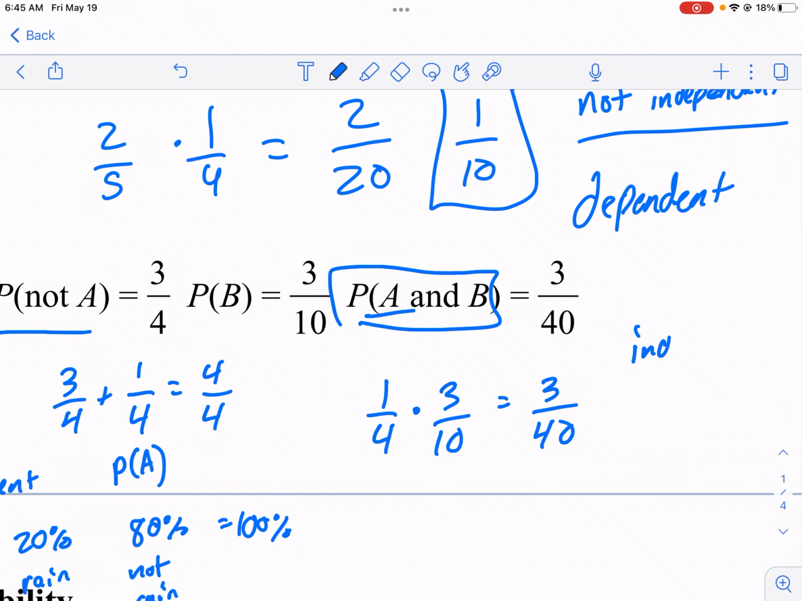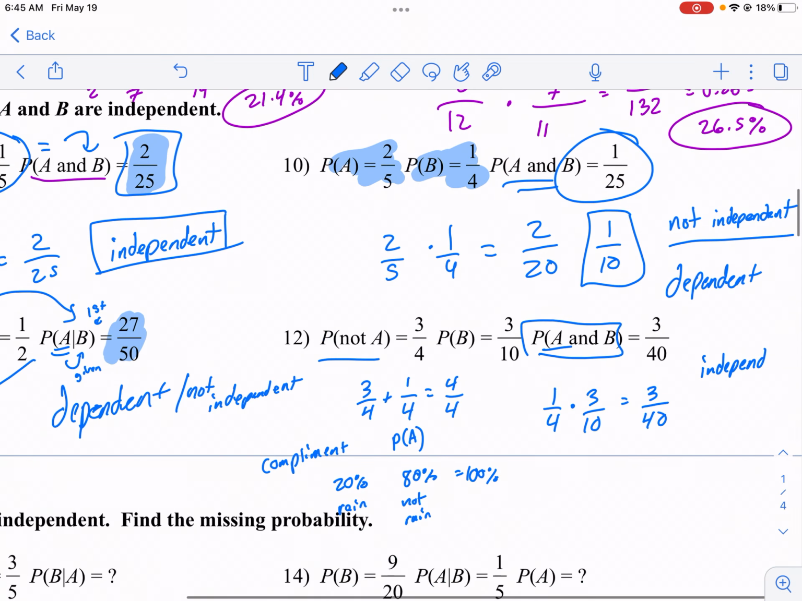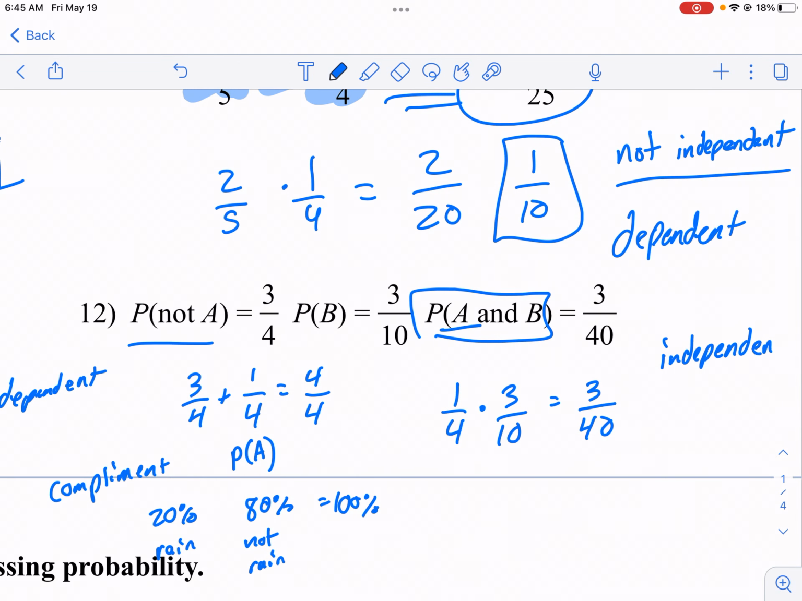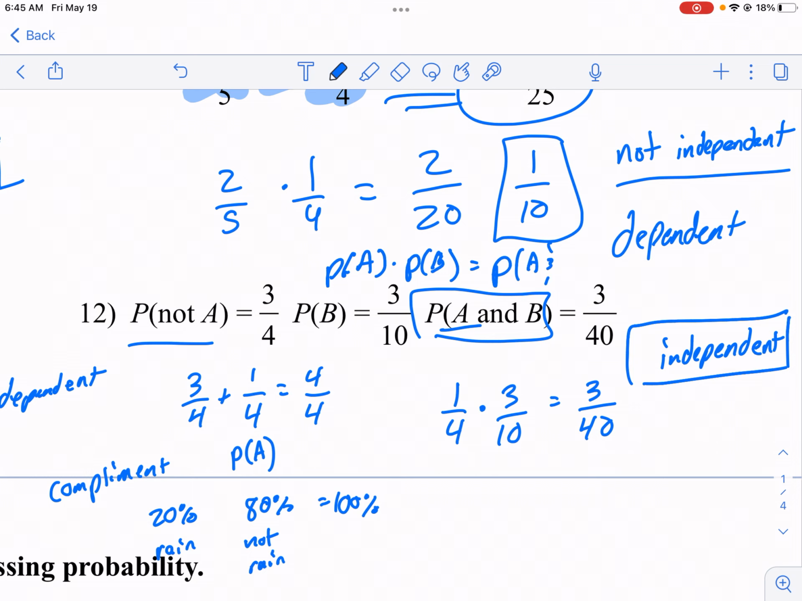That's what it means. Okay, so it's like the previous one, which number? This is like number 9, but it tries to trick you with not A, but it's still independent because we can multiply the probability of A times the probability of B, and it's equal to the probability of A and B. Okay, so that's the big idea that we are testing in these 4 problems.